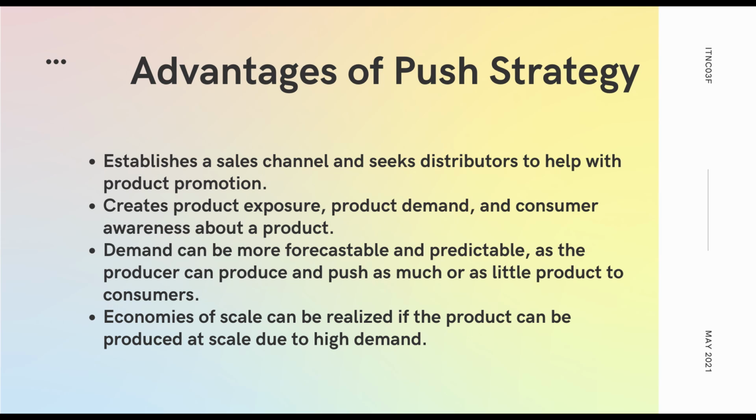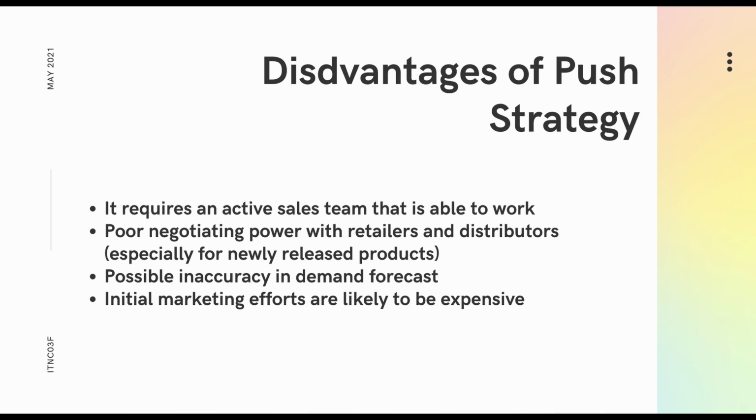The demand can be more forecastable and predictable as the producer can produce and push as much or as little product to consumers. And lastly, economies of scale can be realized if the product can be produced at a scale due to high demand. For the disadvantages of a push marketing strategy, first is that it requires an active sales team that is able to work. Second, poor negotiating power with retailers and distributors, especially for newly released products, and the possible inaccuracy in demand forecast. And lastly, the initial marketing efforts are likely to be more expensive.